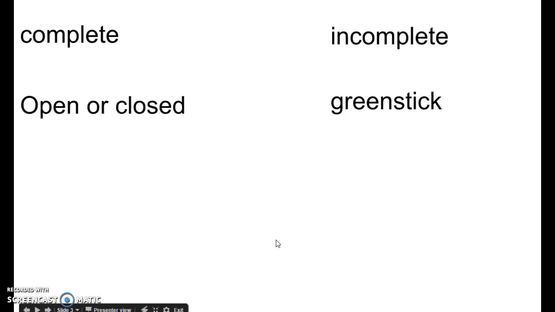Back to the complete fractures, we can further classify them as either open or closed. And maybe the more common terms are compound and simple. So compound is just another term for an open fracture, and simple is another term for closed fracture. The reason that the closed is termed simple is there's no break in the skin, so you're just dealing with the broken bone.